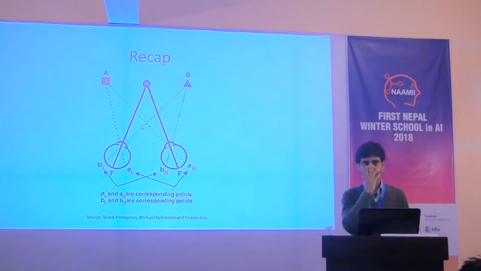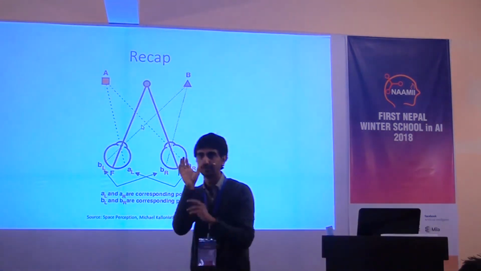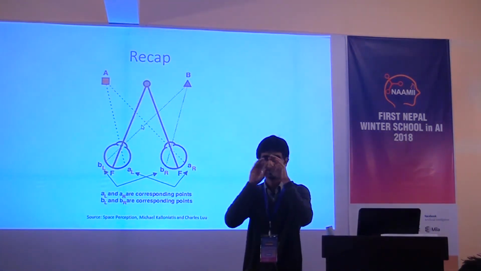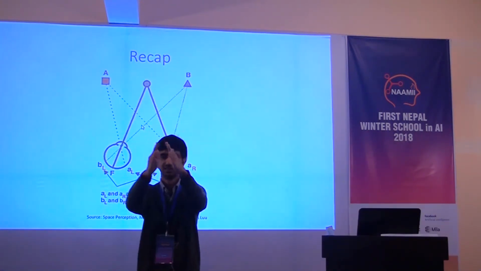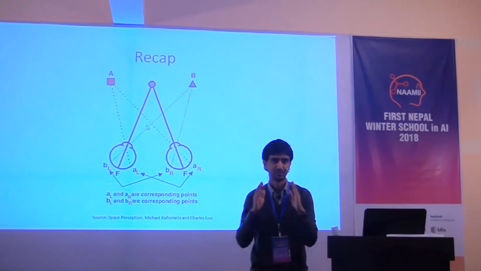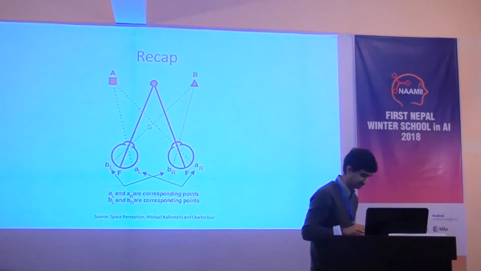So we have two eyes, and they have a baseline. I mean, the eyes are not at the same place, right? So there are two different places, so we can see and exactly see where the points are in 3D.